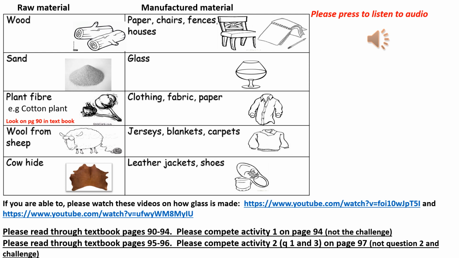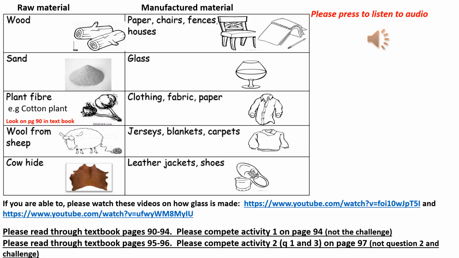The next raw material is cotton. Cotton is the flower of the cotton plant. It's not the cotton wool balls that you can buy in the shop. That is something else. This cotton is spun into thread and made into clothing, like your school shirts and dresses. If you go to page 90 of your textbook, you can see more pictures of cotton plants. Wool from a sheep is the raw material.